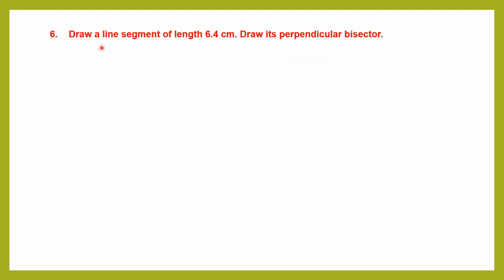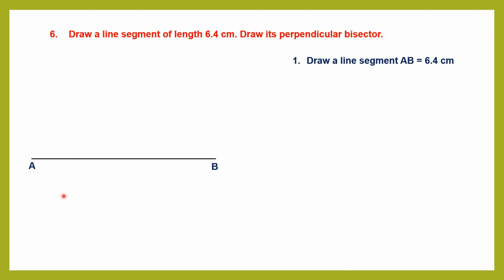Question 6. Draw a line segment of 6.4 centimeters. Okay, that's the first thing we'll do. Let's draw a line AB and this is 6.4 centimeters. Okay, so let's write that 6.4 centimeters. Let's read the rest of the question.